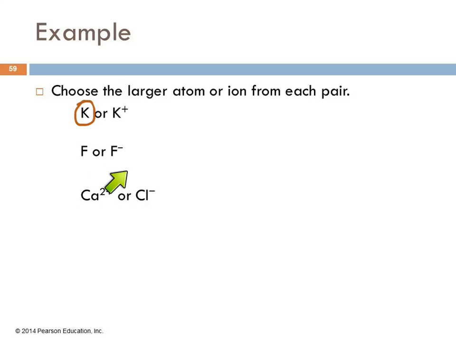Fluorine or fluoride? Fluoride. We're adding an electron. So it's good to understand why the difference is so great. But even if you don't quite grasp that part, here we're adding an electron to it. It gets bigger when you add something. Here we're taking away, it's going to get smaller. So fluoride's bigger. How about Ca2+ or Cl-?